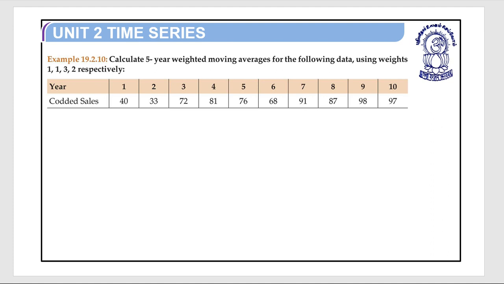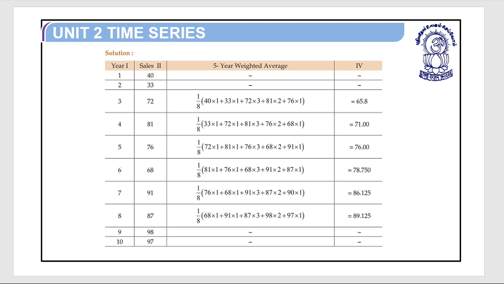Calculate the 5-year weighted moving averages for the following data using weights 1, 1, 3, 2 respectively. Years 1 to 10, values 40, 33, 72, 81, 76, 68, 91, 87, 98 and 97. Solution: for the 5-year weighted average, we take 40 into 1 plus 33 into 1.